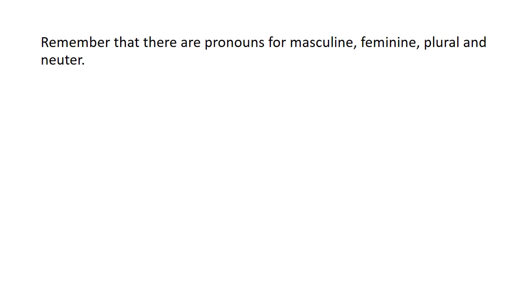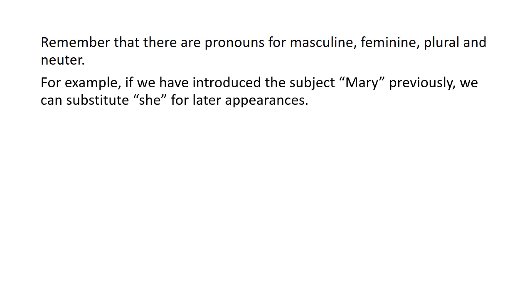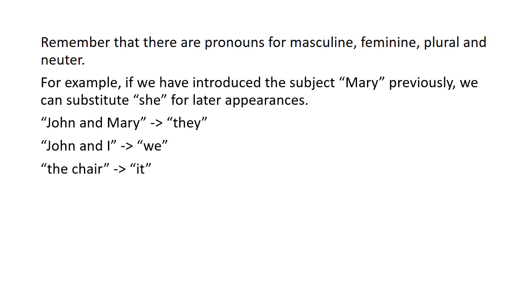Remember that there are pronouns for masculine, feminine, plural, and neuter. For example, if we have introduced the subject Mary previously, we can substitute she for later appearances. John and Mary would be referred to as they in later appearances. John and I would be referred to as we. An object such as the chair would be referred to as it.